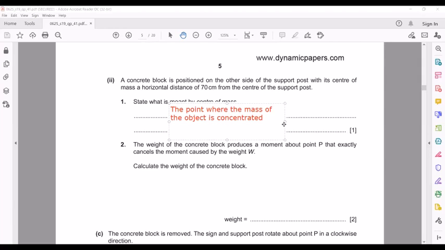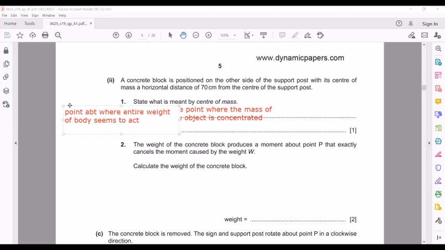In A levels, you will study the difference between center of mass and center of gravity. There's a difference between them, but right now, as in O levels, you're taking both as the same. So the point where the entire weight of a body seems to act, or the point where the mass of an object is concentrated. Both definitions are correct, but in A levels you will learn that this one is about center of gravity, and this one is about center of mass. But you can write both of them in O levels. Both are correct definitions.